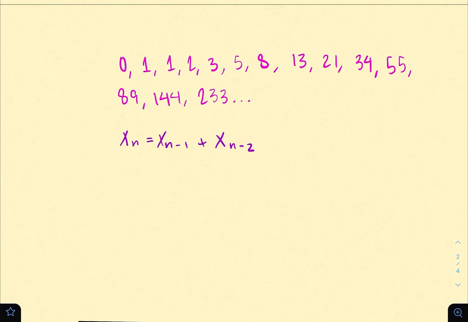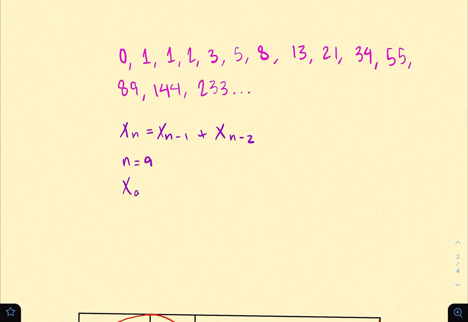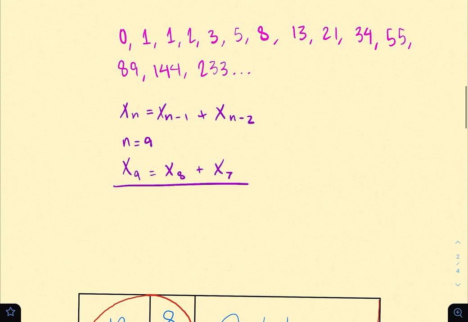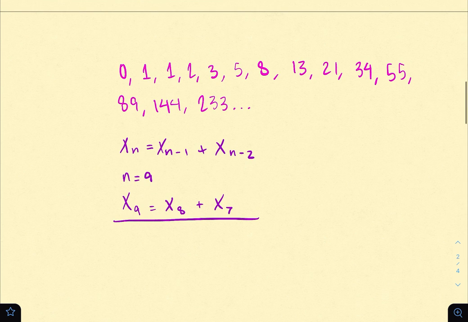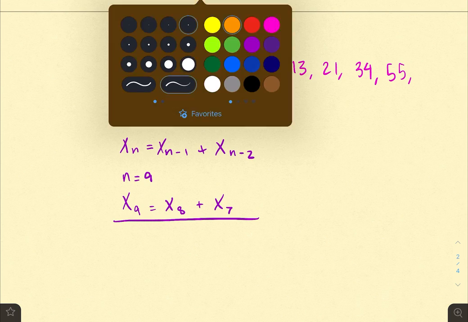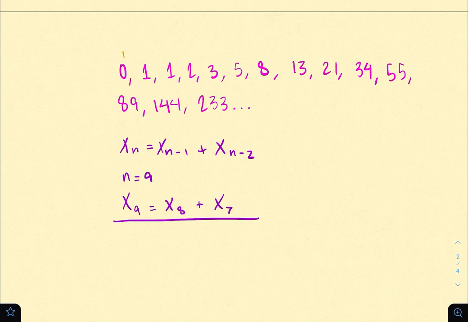So let's just say n is equal to 9. That would mean x_9 is equal to x_8 plus x_7. And this just means that the 9th term is equal to the 8th term plus the 7th term. So let's go through and see what the 9th term is. The 9th term is 21. So 21 is equal to the 8th term, which is 13, plus the 7th term, which is 8. So that's just how the rule works.